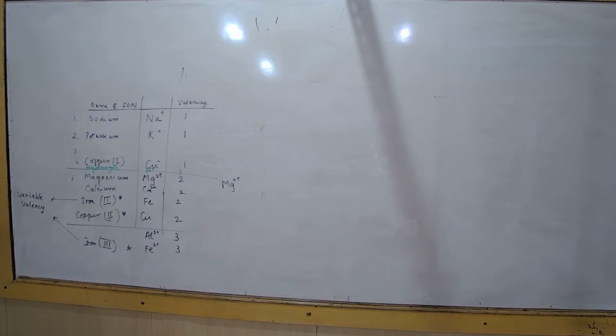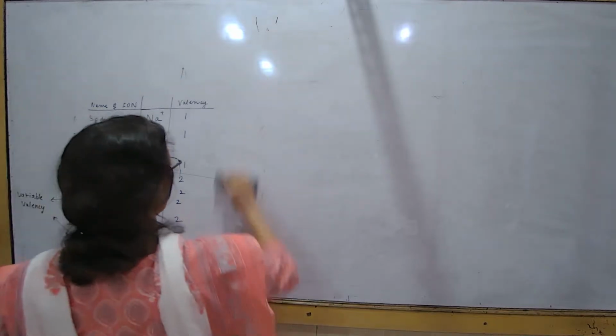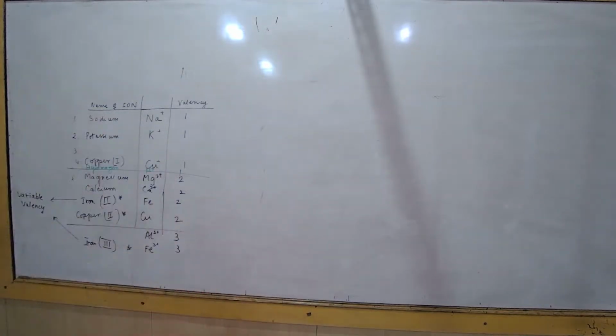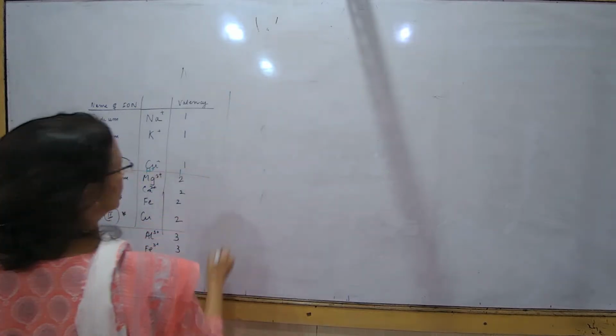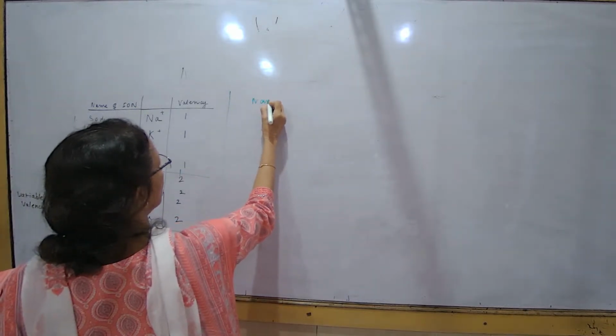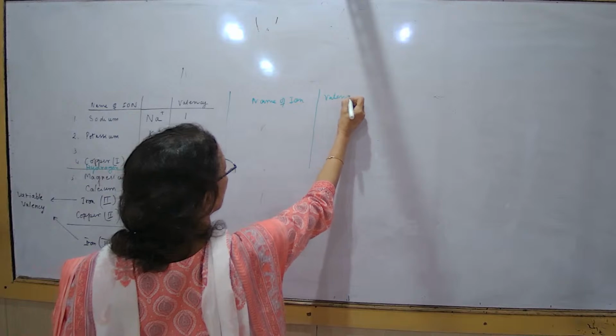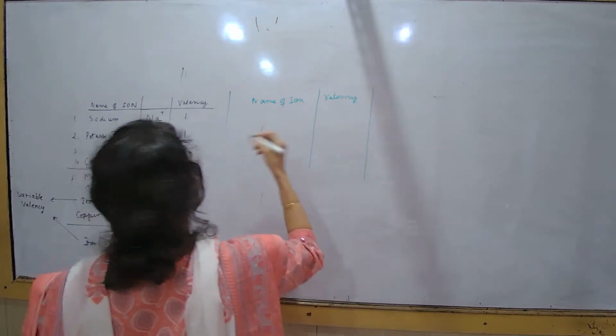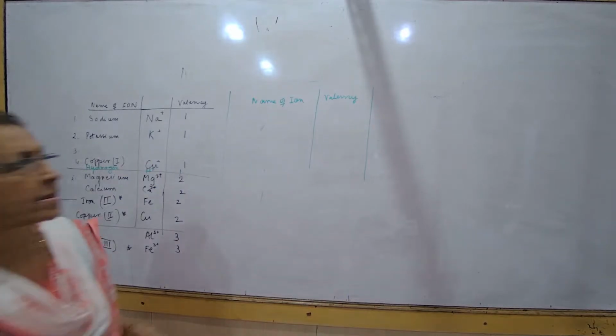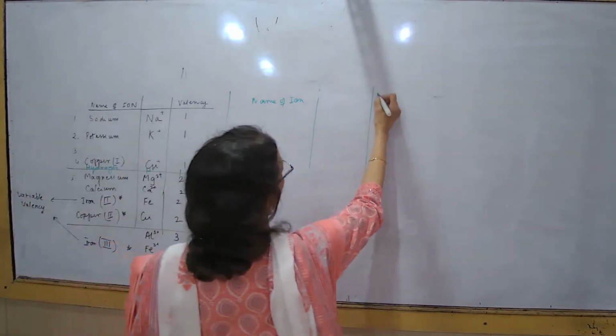Okay, now we are going to write down the negative. What does negative mean? That means they are all non-metals. Also, should we even mention hydrogen minus? Yes, now we are going to write another table. This is going to be, once again, the names of the ions. Once again, I'm going to write valency and name of ion.